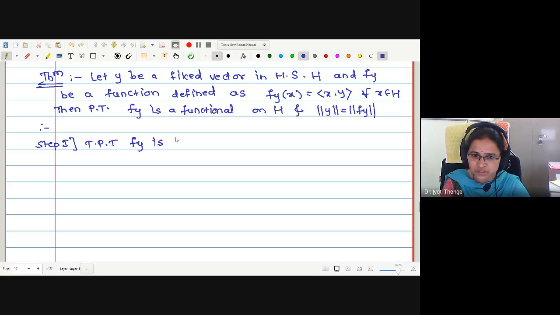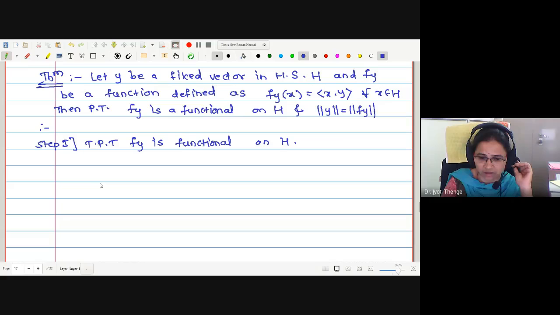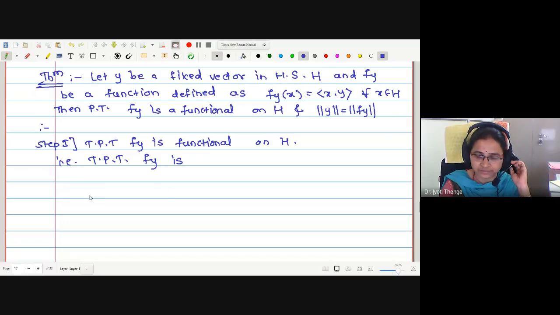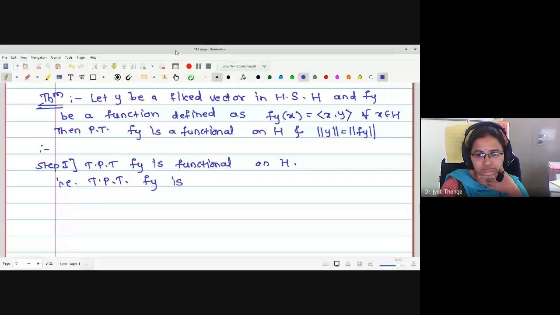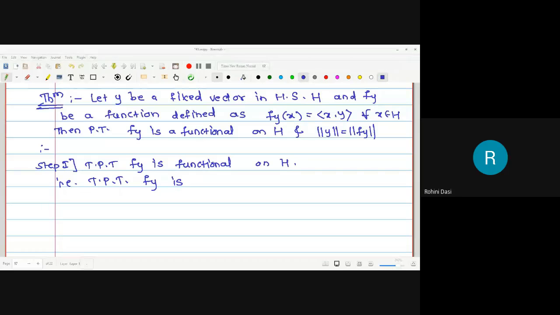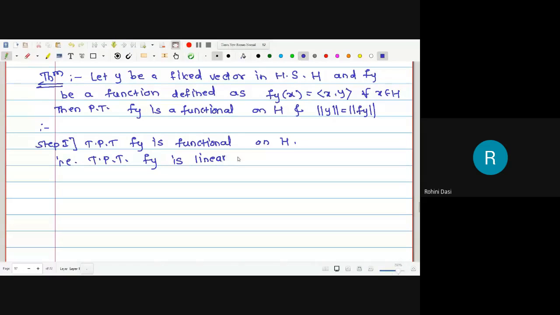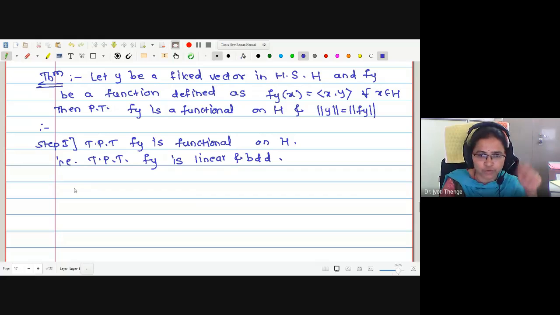To prove that fy is a functional, how many points should I prove? This is scalar valued, no doubt, because the inner product is a scalar defined on the given Hilbert space. How many points should I prove? Yes, anyone from the students? Proving a functional means what we should prove? Linear and continuous. Good. It is linear and continuous, or linear and bounded. Okay. Therefore, first we will go for proving the linearity.